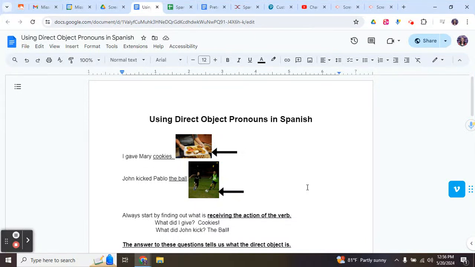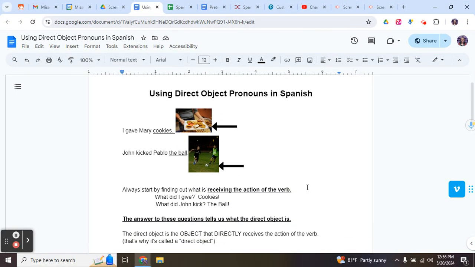Let's talk about direct object pronouns in Spanish. Before we get to the pronouns part, though, let's just make sure everyone's clear on what a direct object is. Now, like I've said in the past, grammatical terms are not meant to confuse you. A direct object is the direct object. Do you know what I mean? And I'll show you what I mean by that.